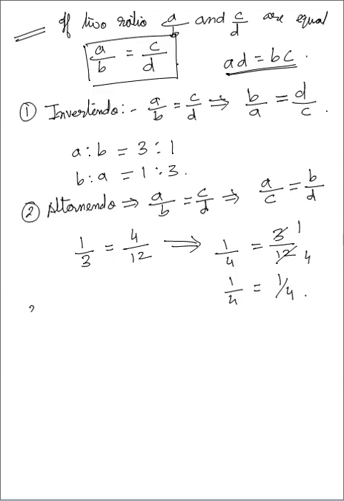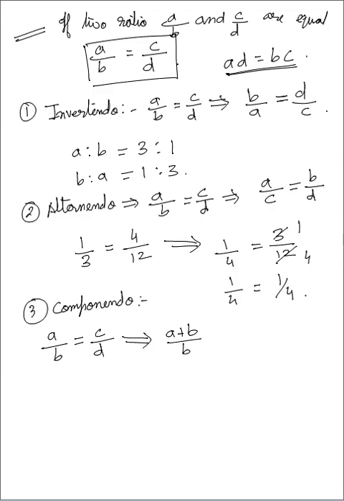Third one is componendo. What do you mean by componendo? See, again the condition remains the same, A by B is equal to C by D, so both the ratios are equal. So in this case, A plus B divided by B is equal to C plus D divided by D.